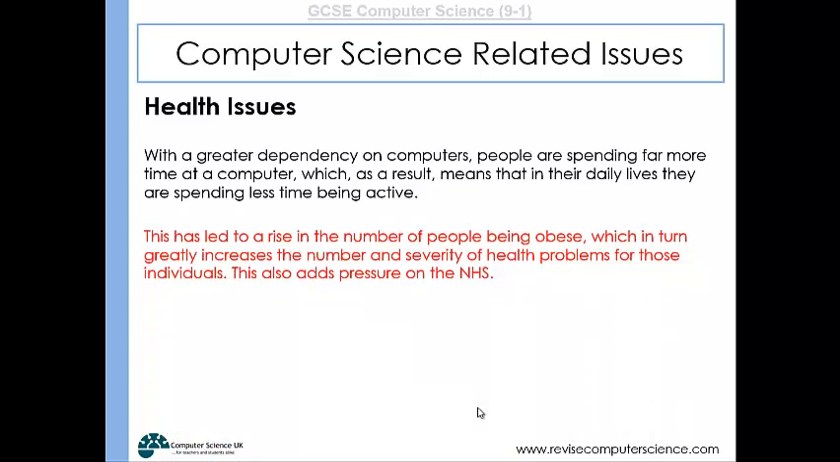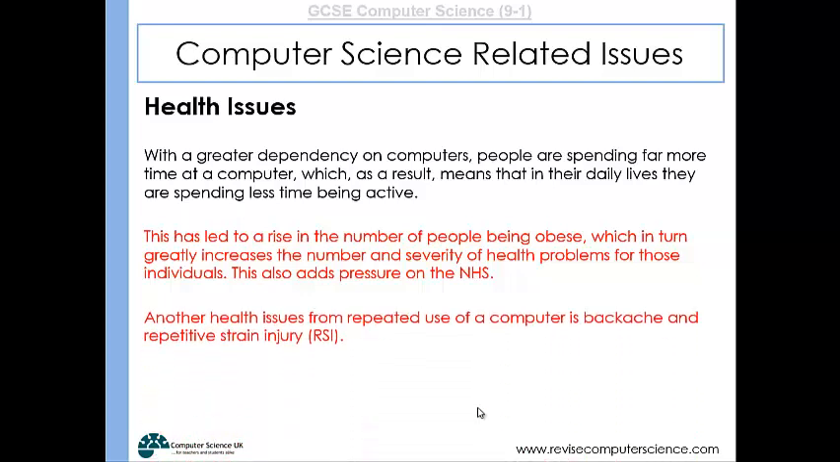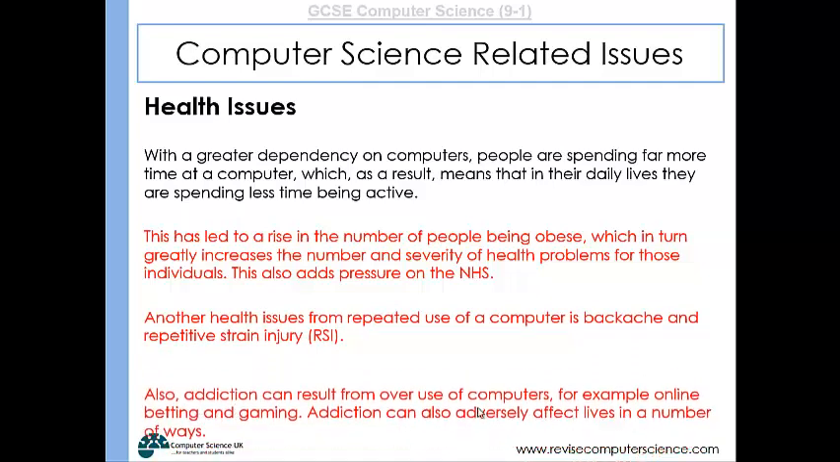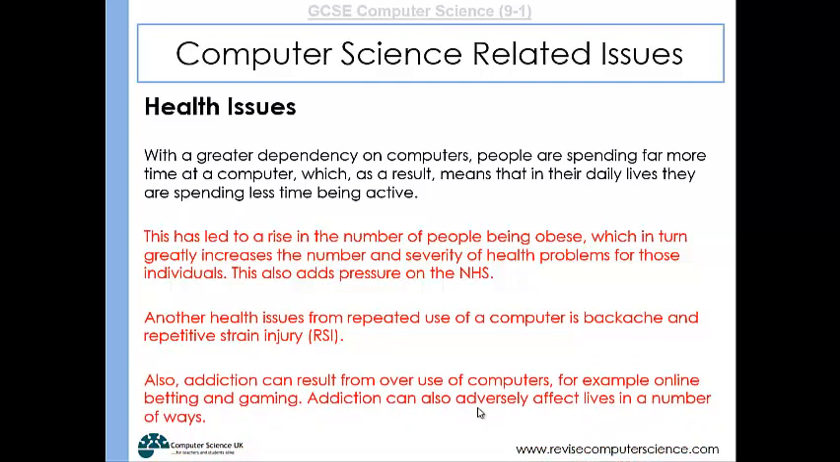For example, people are becoming more obese because they're doing less exercise, which in turn is greatly increasing the number and severity of health problems for the individuals. And that puts added pressure on the NHS. Another health issue from repeated use of a computer is backache and repetitive strain injury. And addiction can result from overuse of computers, for example, online betting and gaming. Addiction can adversely affect lives in a number of ways.